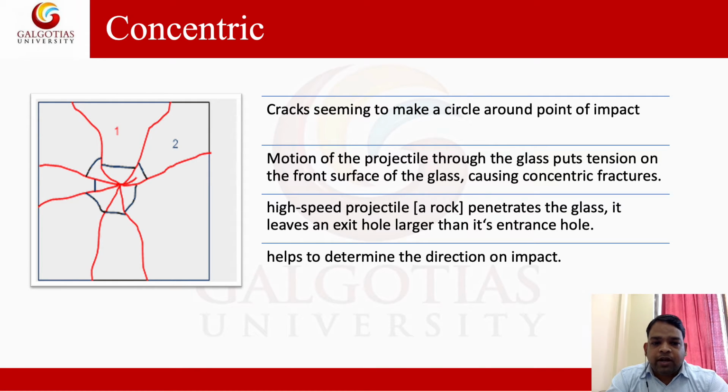Motion of the projectile through the glass puts tension on the front surface of the glass, causing concentric fractures. When a high-speed projectile, for example a rock, penetrates the glass, it leaves an exit hole larger than its entrance hole, which helps to determine the direction of impact.